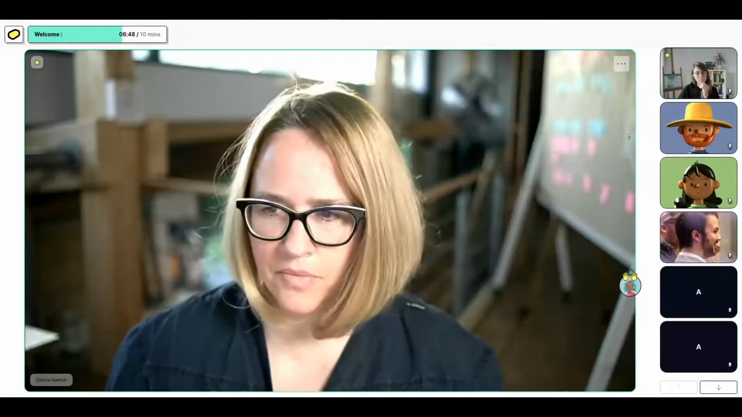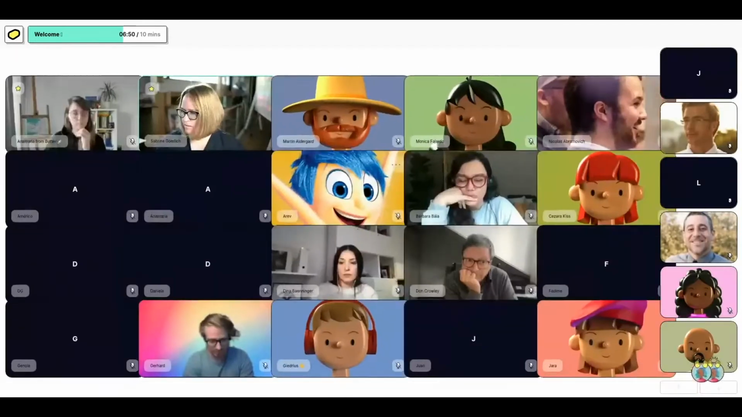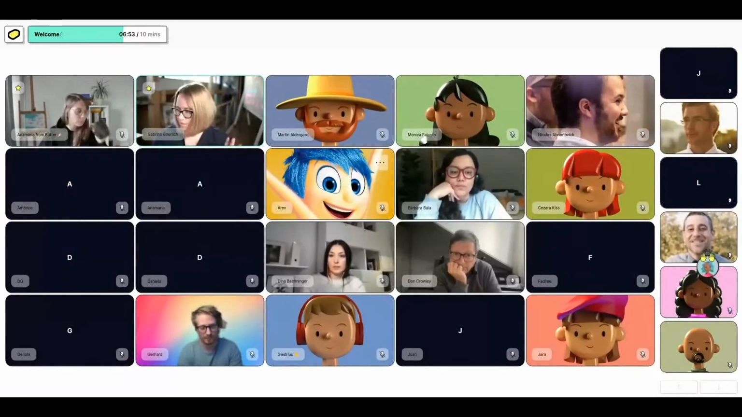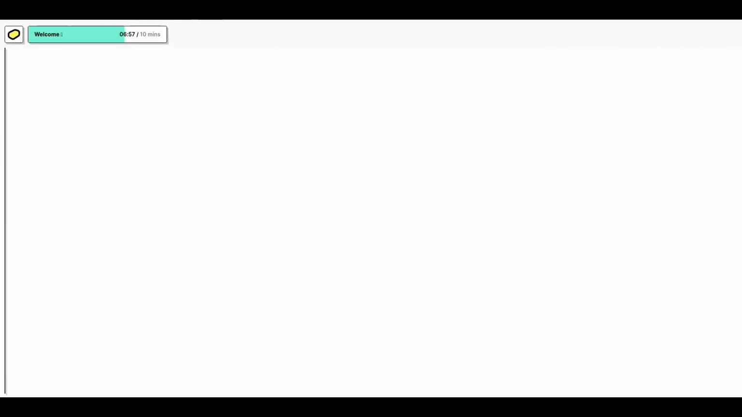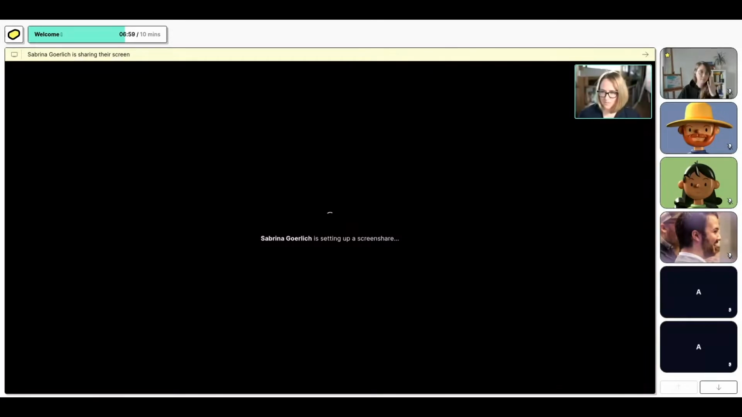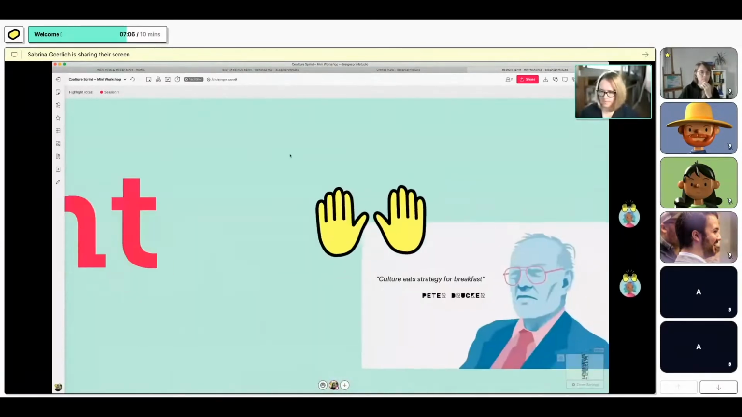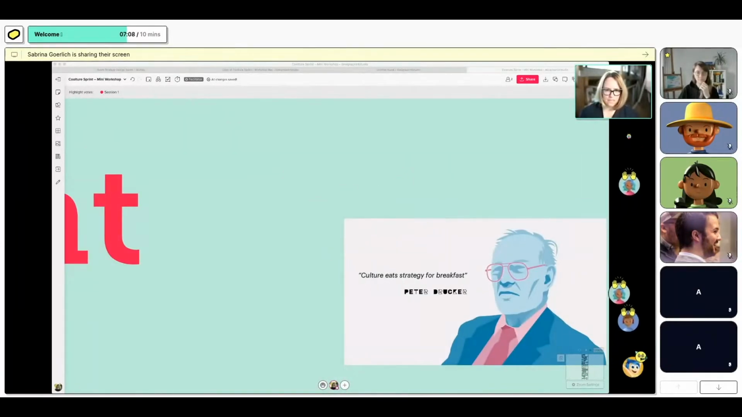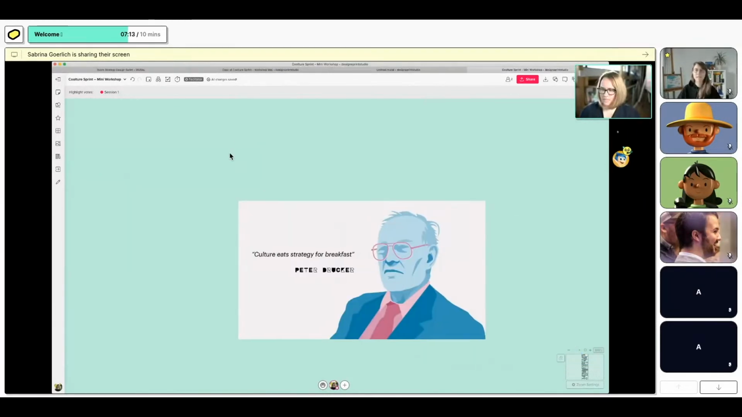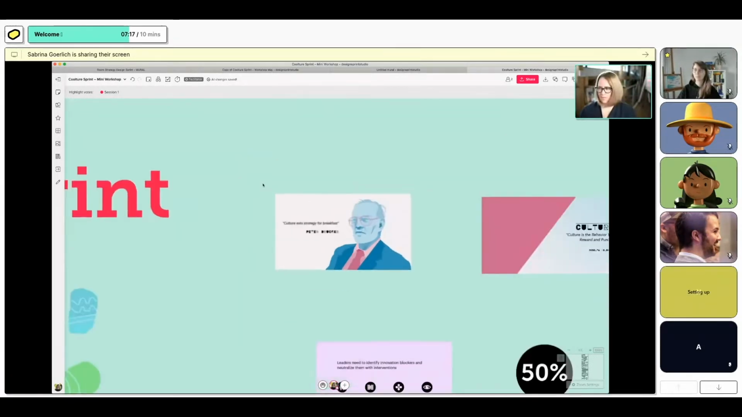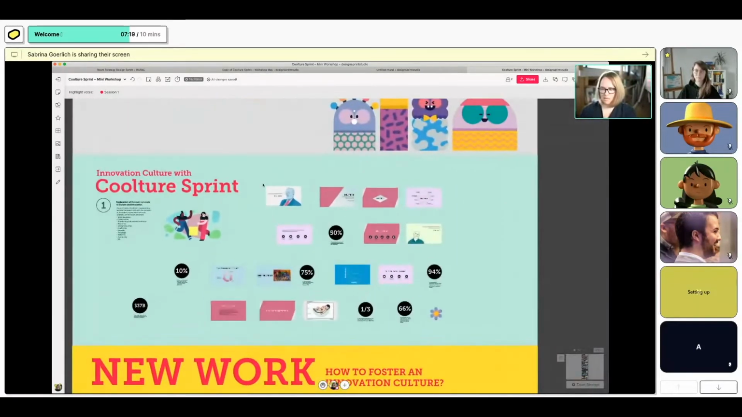Therefore, I will share my screen. It's my first workshop in Butter. So let me show you that. First of all, we need to start with the definition of what is innovation. So this is not the right one here. So I just zoom a bit out here.